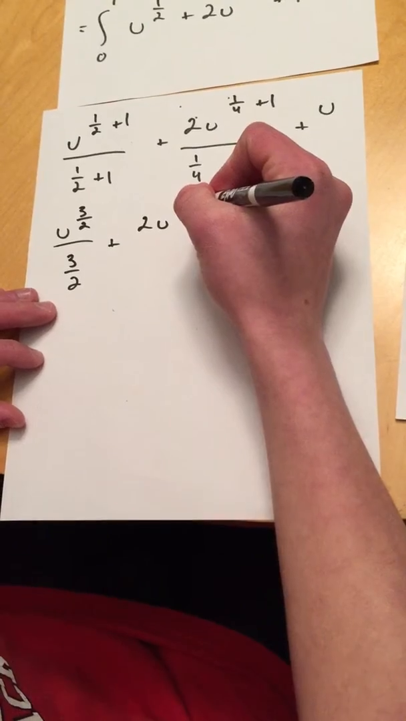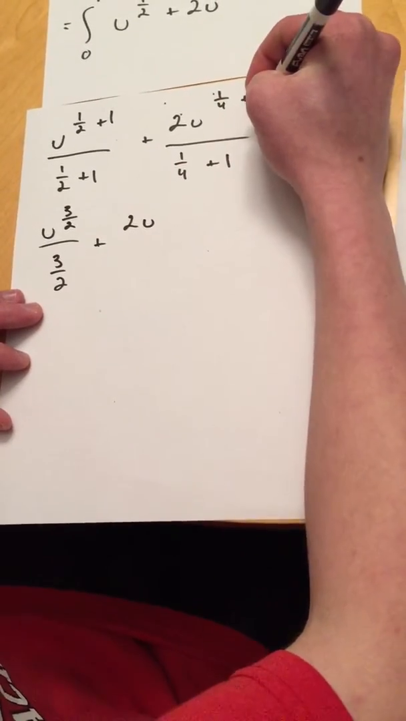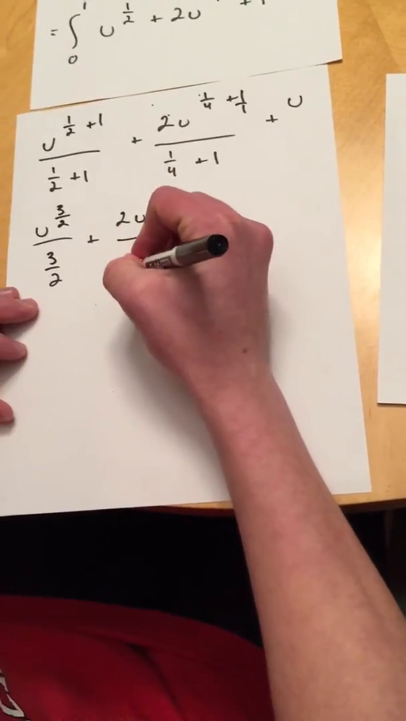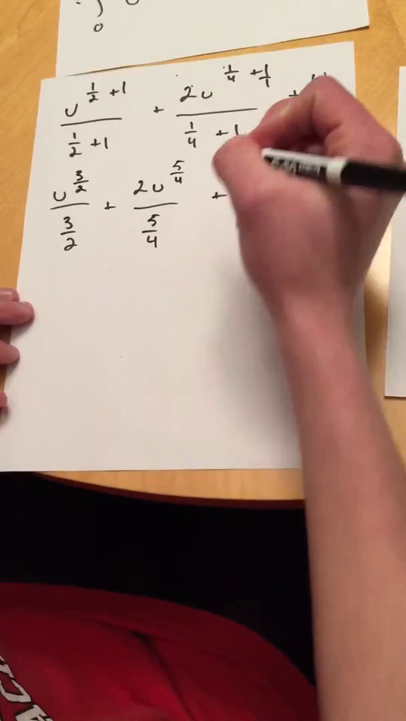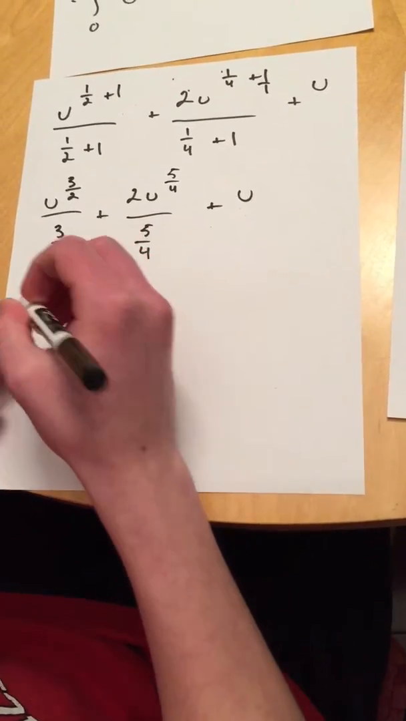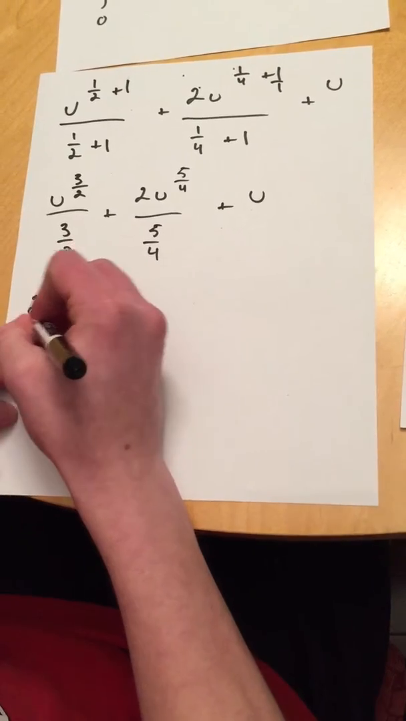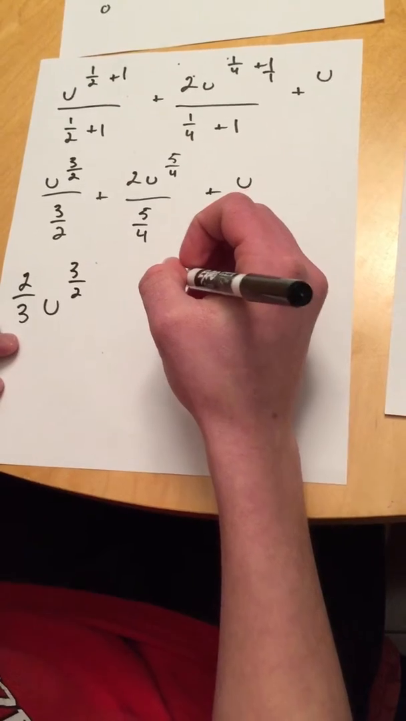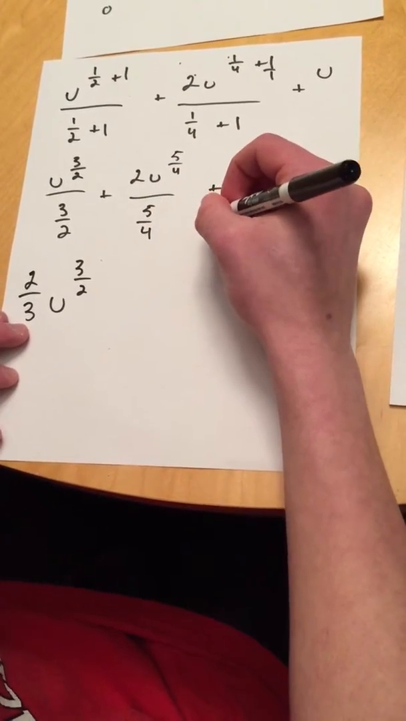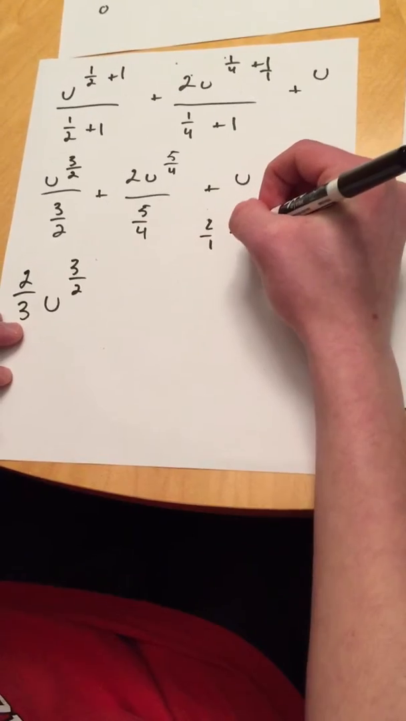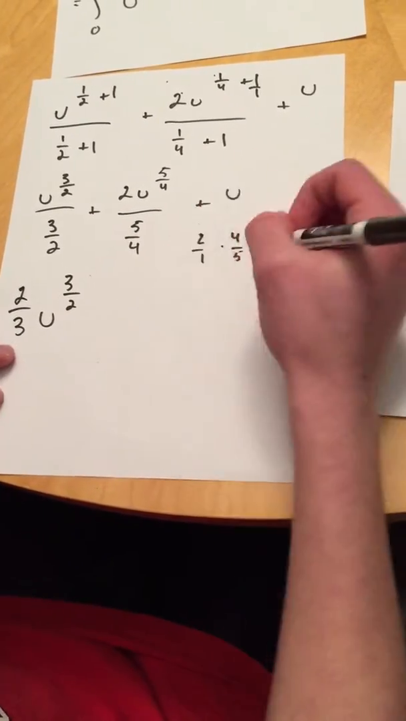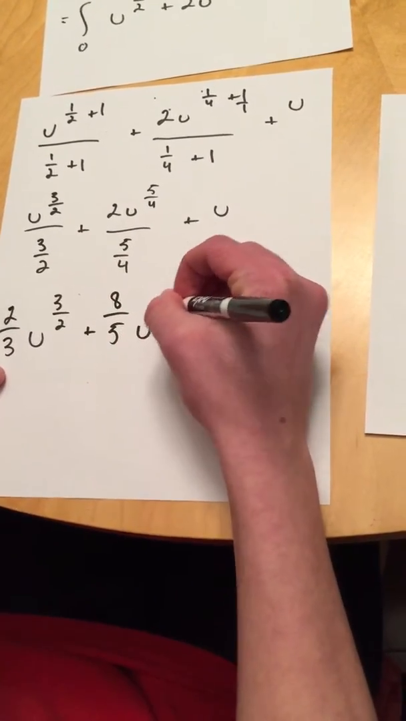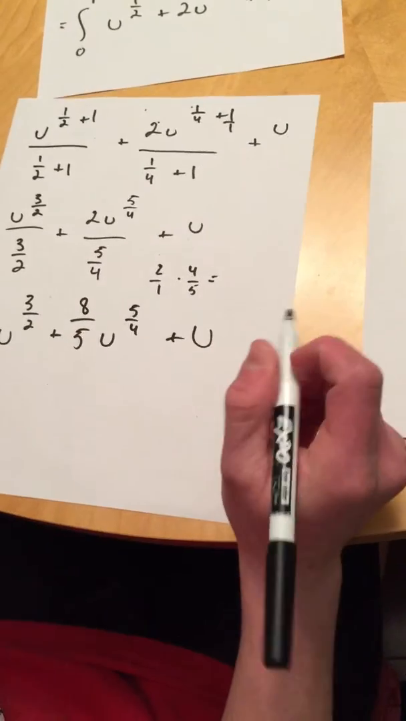plus 2u to the 1/4 plus 1, which equals 5/4, all over 5/4, plus u. So now over here we get 2 over 3 u to the 3/2 because of the reciprocal. And then over here we get 2 over 1 times 4 over 5, which is 8/5. So plus 8/5 u to the 5/4 plus u.